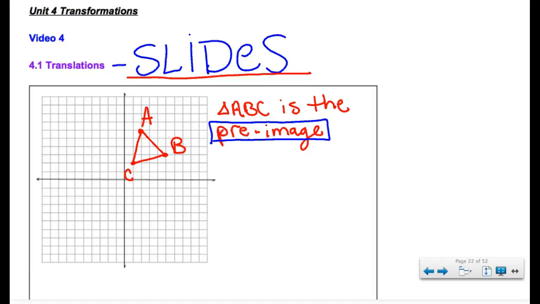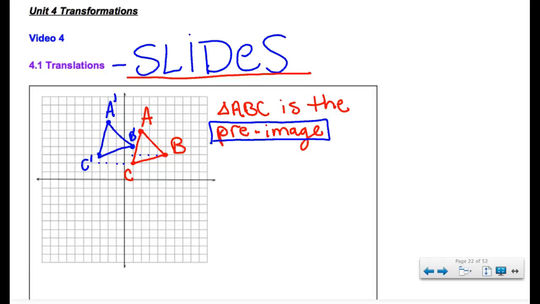So let's suppose I took point A and I moved it 4 to the left and 1 up. And when I do that, I call the new point A prime. And I'm going to do that with every point. I'm going to take every point and move it 4 to the left and 1 up. 1, 2, 3, 4 to the left, and 1 up. I'm going to label it with a prime. And I'm going to redraw that triangle.